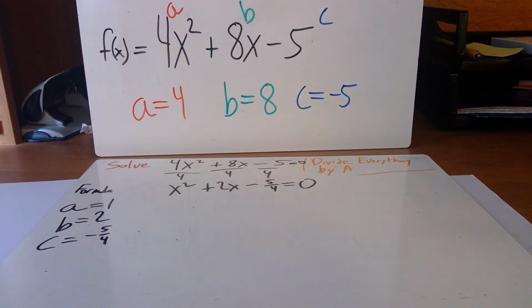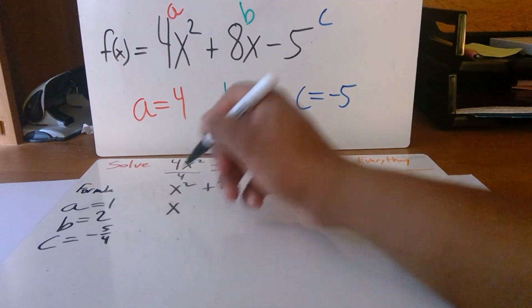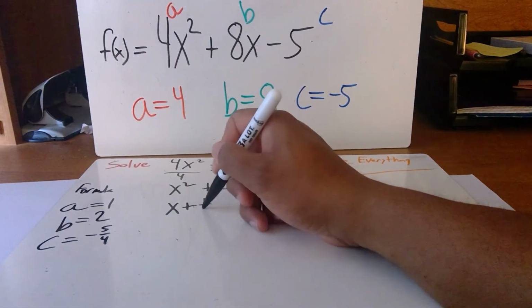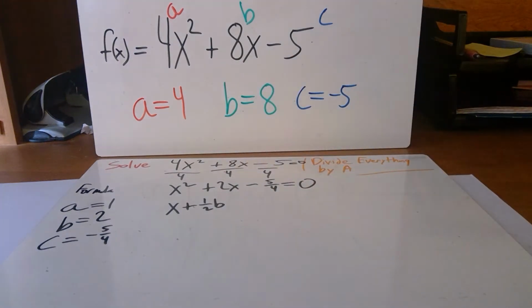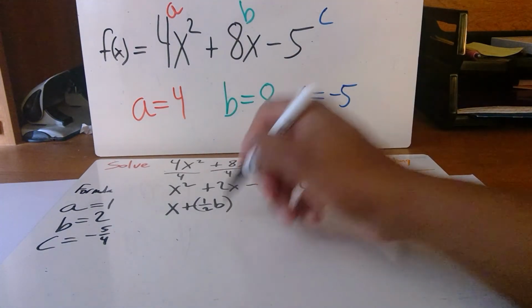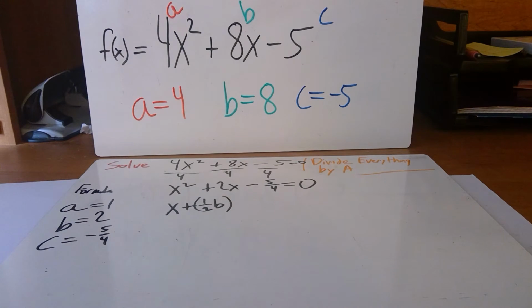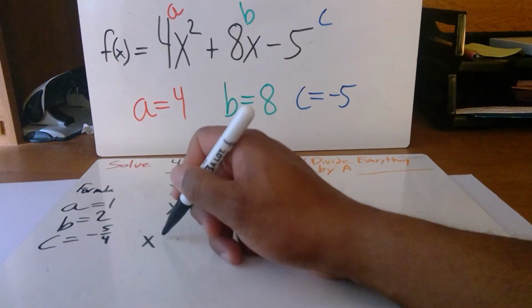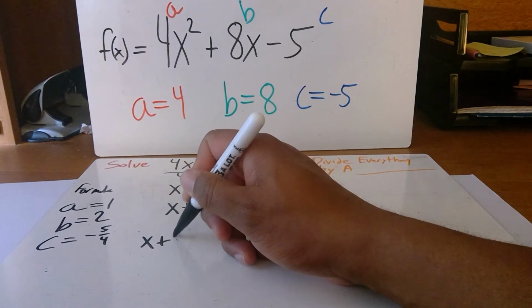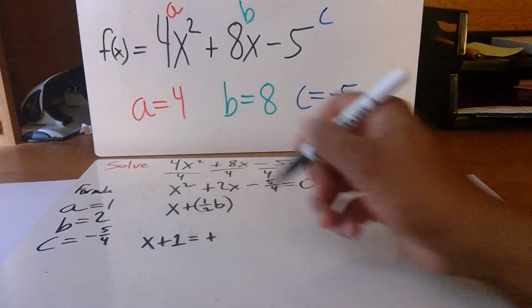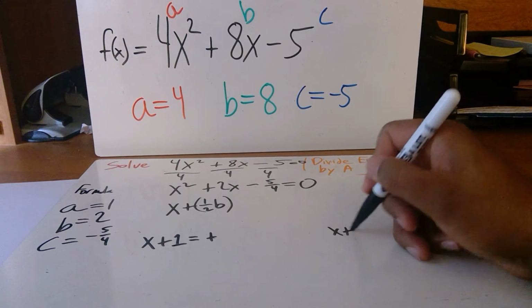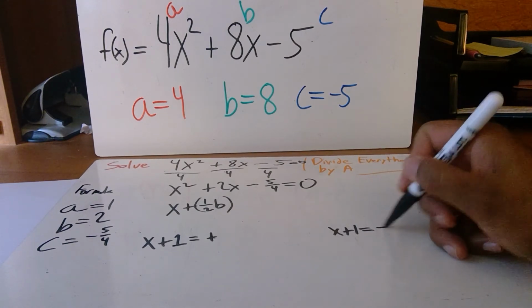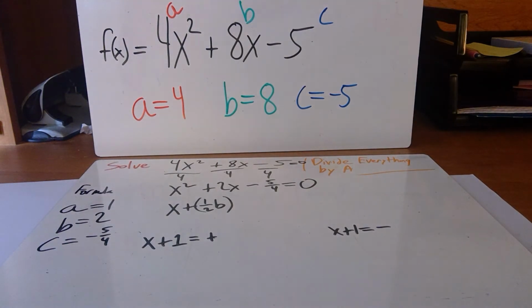The formula that I'm going to use is x plus half of b. Now, all I need is half of b, so half of b would be 1. When I'm talking about x plus half of b, all I need to do now is make two equations. X plus 1 equals positive, and x plus 1 equals negative. There's my two equations, x plus 1.